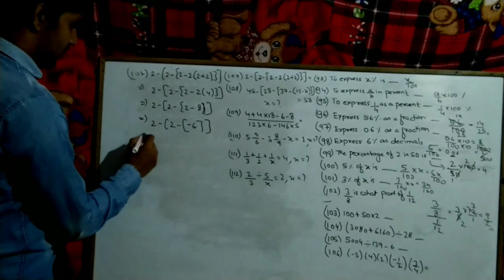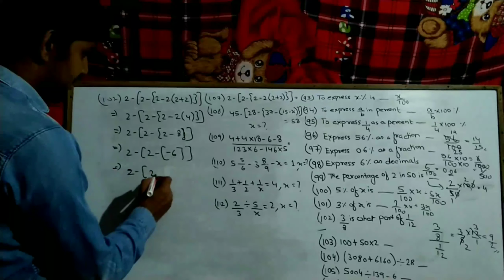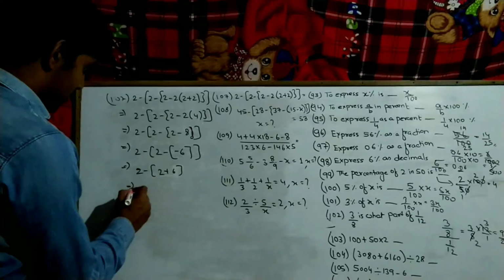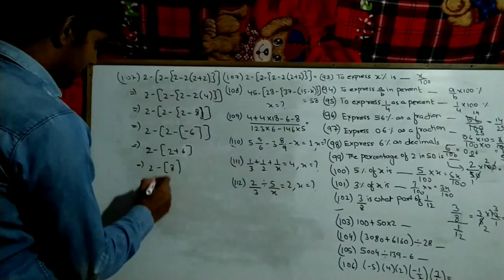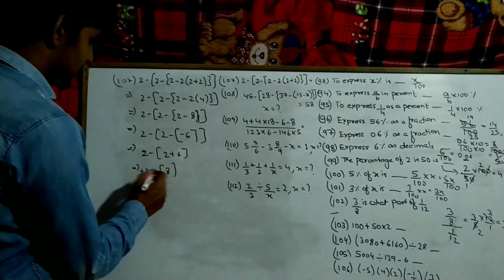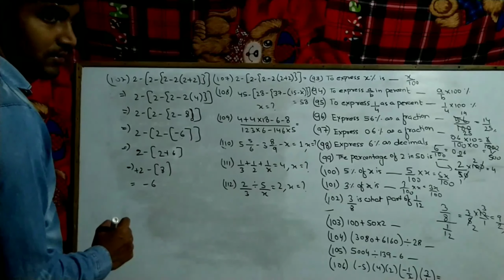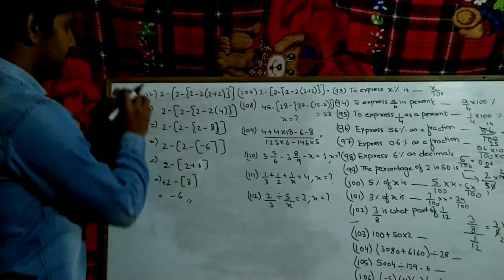Now 2 minus of minus 6, so here minus minus becomes plus, so plus 6. Now 2 minus 8, so you get minus 6 because 8 is greater, so the minus sign will come. Clear? Now let's go for the 108 problem.